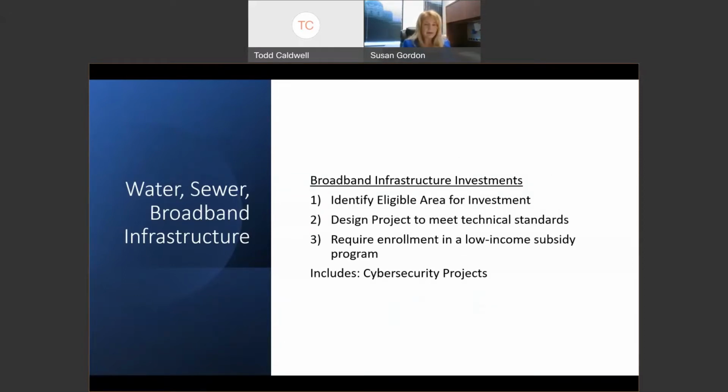And then for broadband, again, you'll need to identify, according to the final rule, an eligible area for the investment in broadband infrastructure. Specifically, the final rule says you need to design a project to meet certain technical standards and require enrollment in a low-income subsidy program. And this also includes cybersecurity projects. So if that's something that is a need for your city or town, you'll want to take a look at the final rule and look at the types of investments that they're thinking about for the use of these funds.